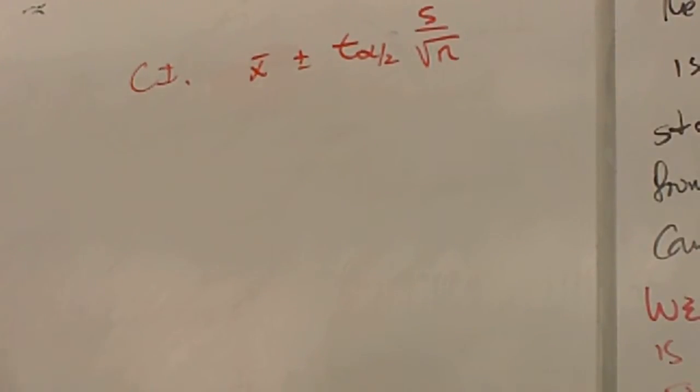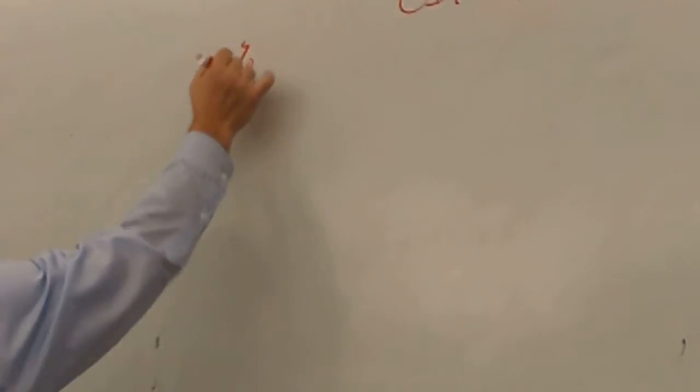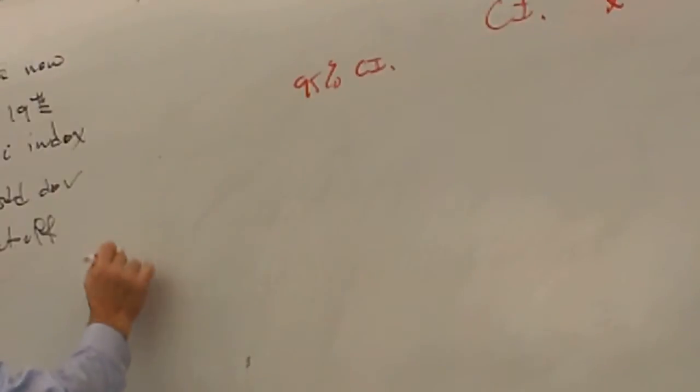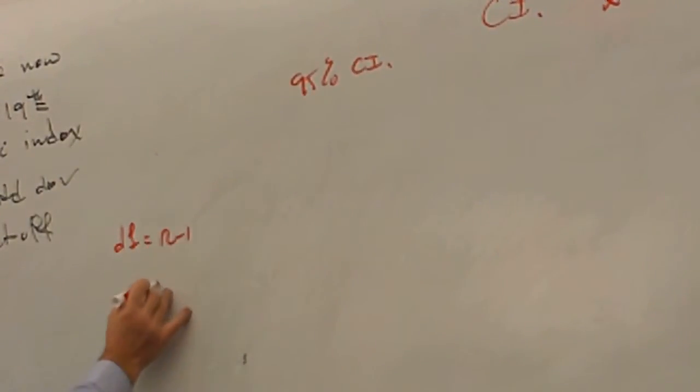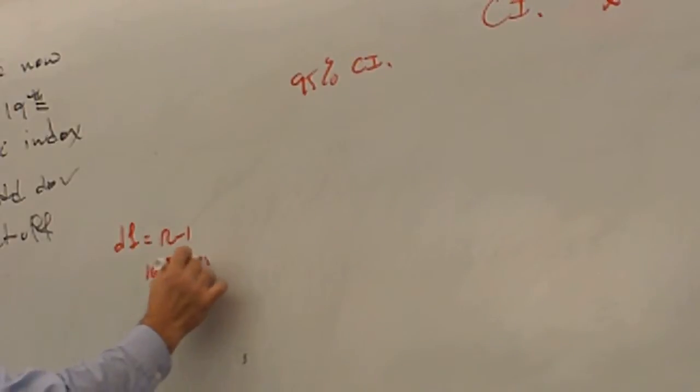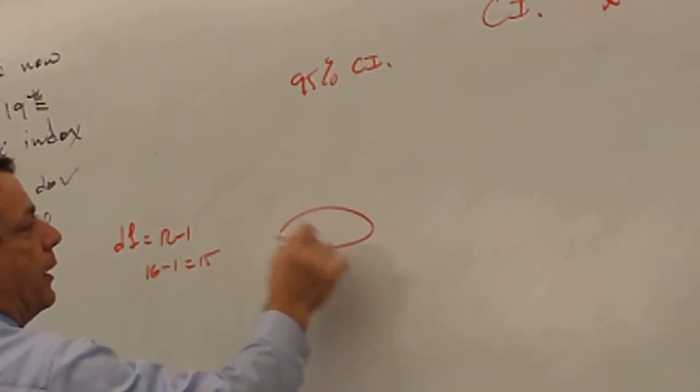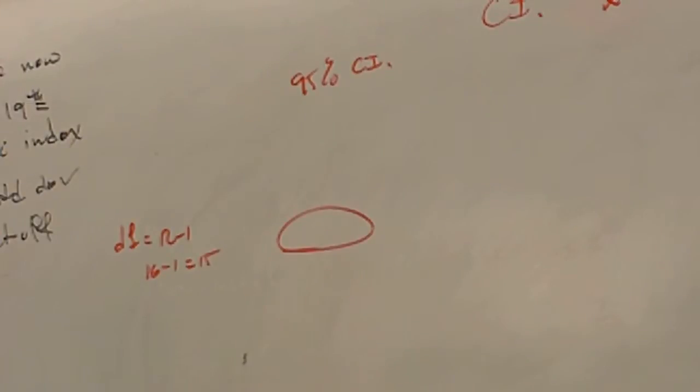So when we go to the t-table, we're looking at the 95% confidence interval column. Degrees of freedom, don't forget, is n minus 1, so in this case it's 16 minus 1 or 15. So we're in the 15 row, 95% confidence interval column, and what's that value that we find? Degrees of freedom, DF, that's the left column in that table. Okay? You okay with that?